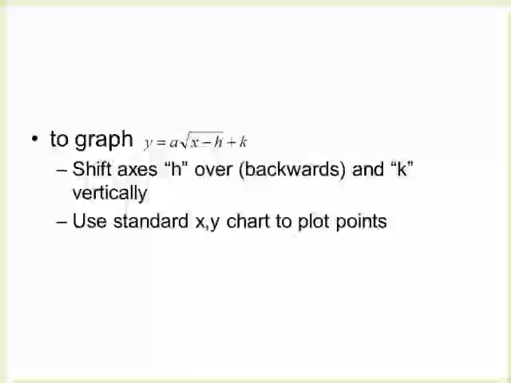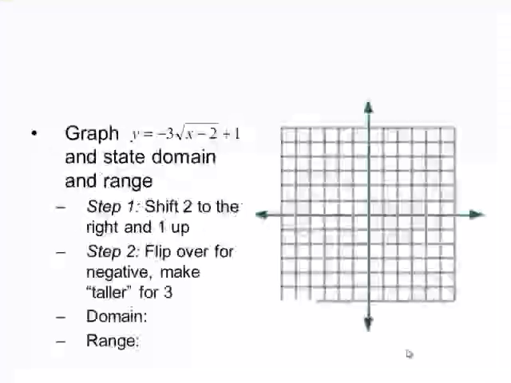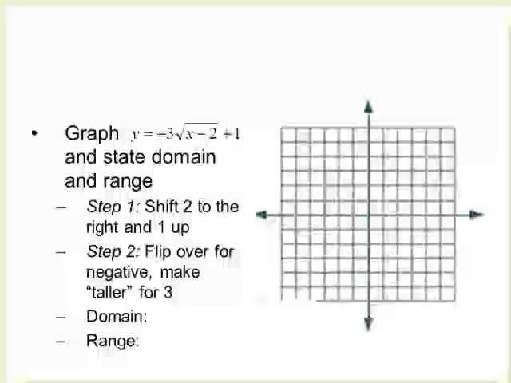To graph, we're going to take care of some shifting first. So we're going to move sideways for what's with the x, and we're going to move vertically for what is after the square root. And then we're going to use an xy chart. So in our first example, we're going to take care of this -2 first. We've talked about shifting functions earlier this year. What happens when we shift for an x?